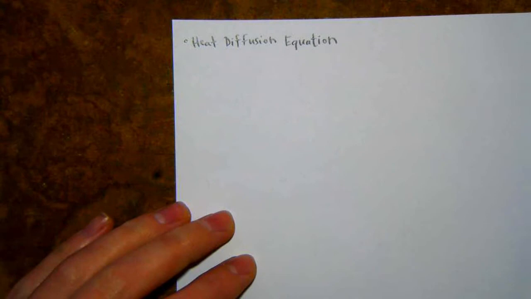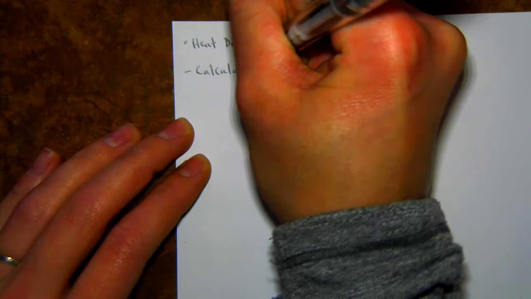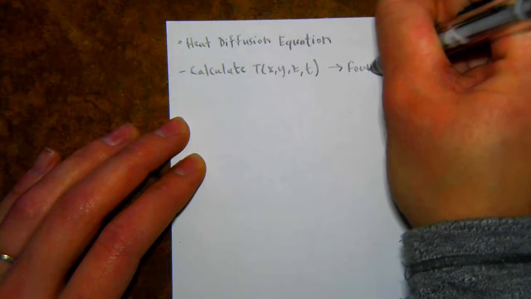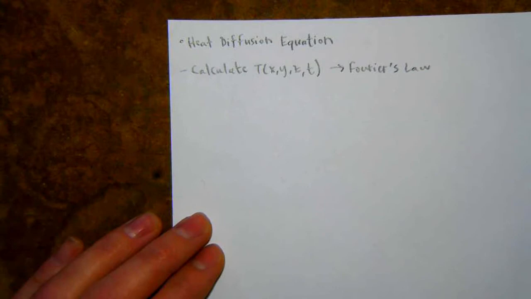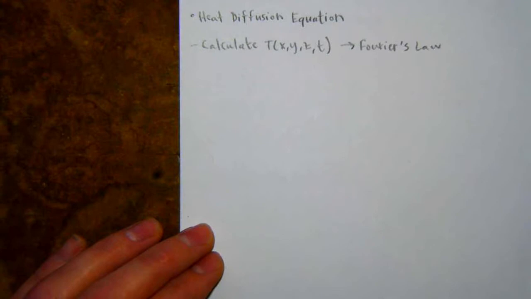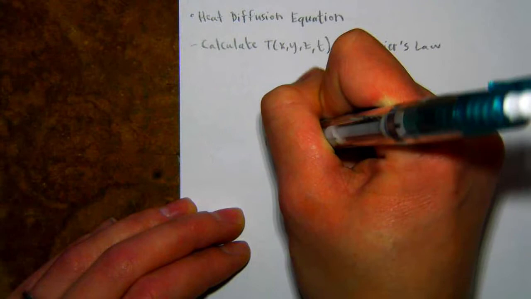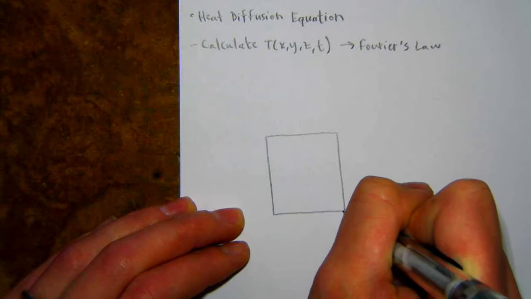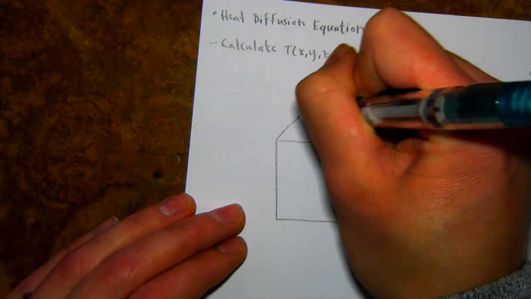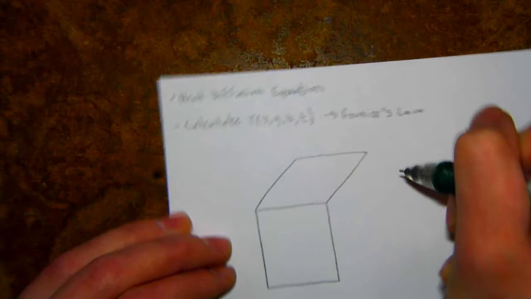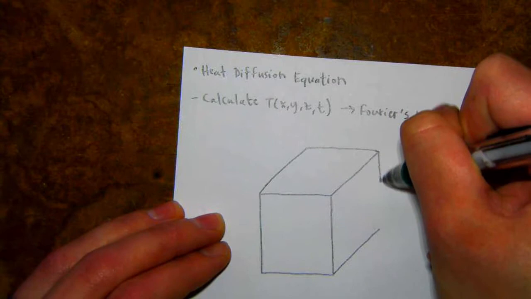So this is used to calculate T of x, y, z, and time. And then that is an input into Fourier's law. Okay, we probably won't get super far into this, but maybe the hardest part, which is going to be drawing this differential element. I'm going to give that a try. I feel like I should move the page so you guys can't watch me do this. Okay, a little wonky, but not too bad.